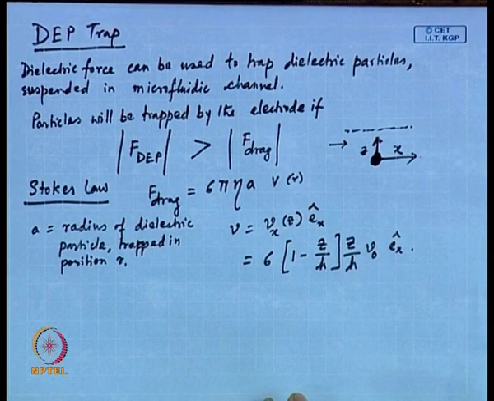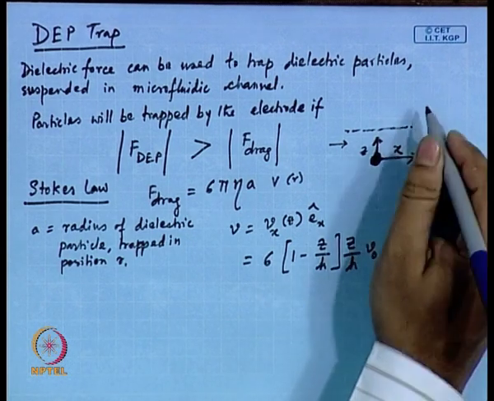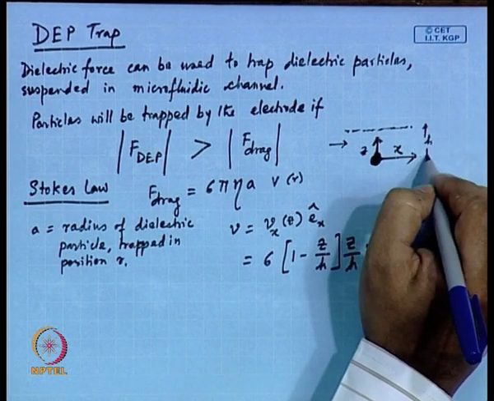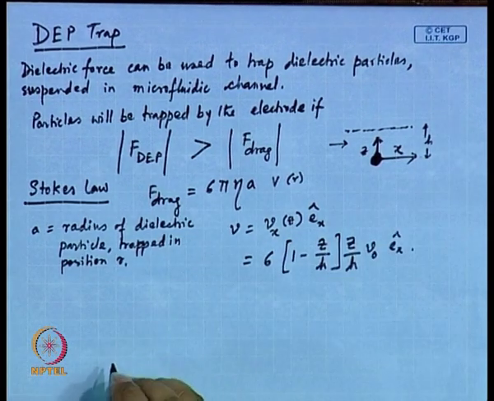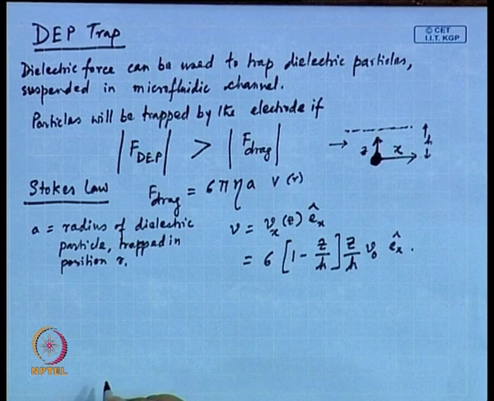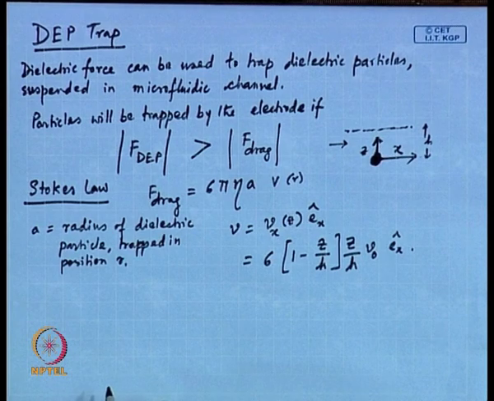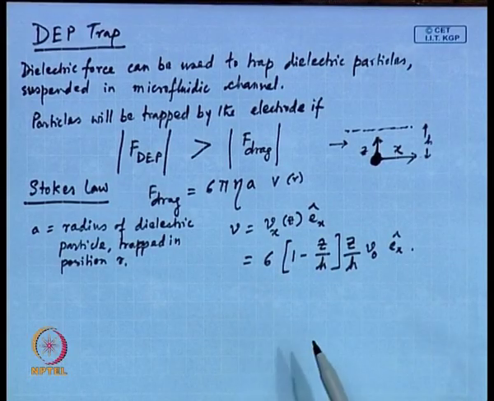Six into 1 minus z by h, where h is the aperture of the channel, right? So 1 minus z by h into z by h V 0, where V 0 is the average velocity, in the x hat direction. This is that same expression we had, you remember, 2 V 0 into 1 minus r by R whole square for a laminar flow through a circular channel. So, if you go for a laminar flow through a rectangular channel, which happens to be a microfluidic channel, you would get this expression. Probably you should look into this.